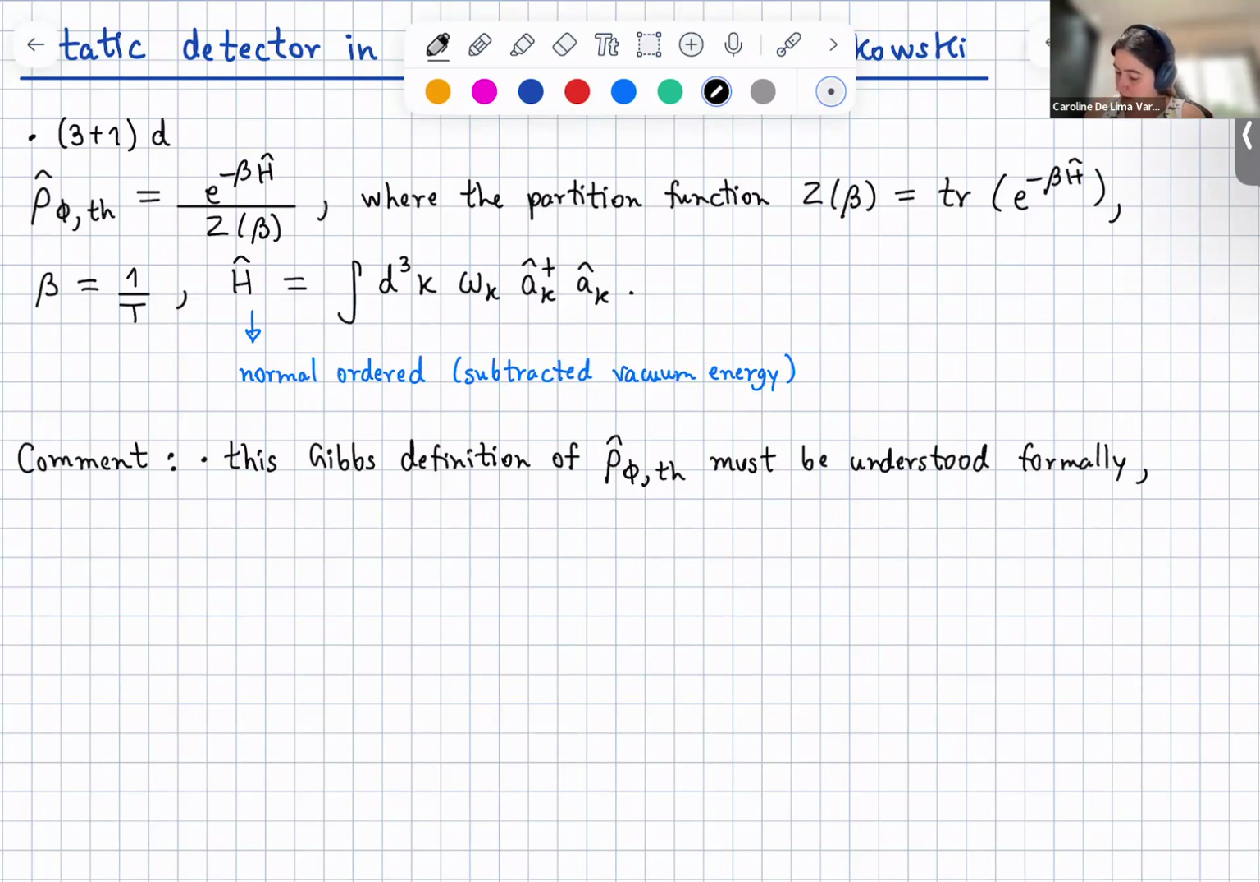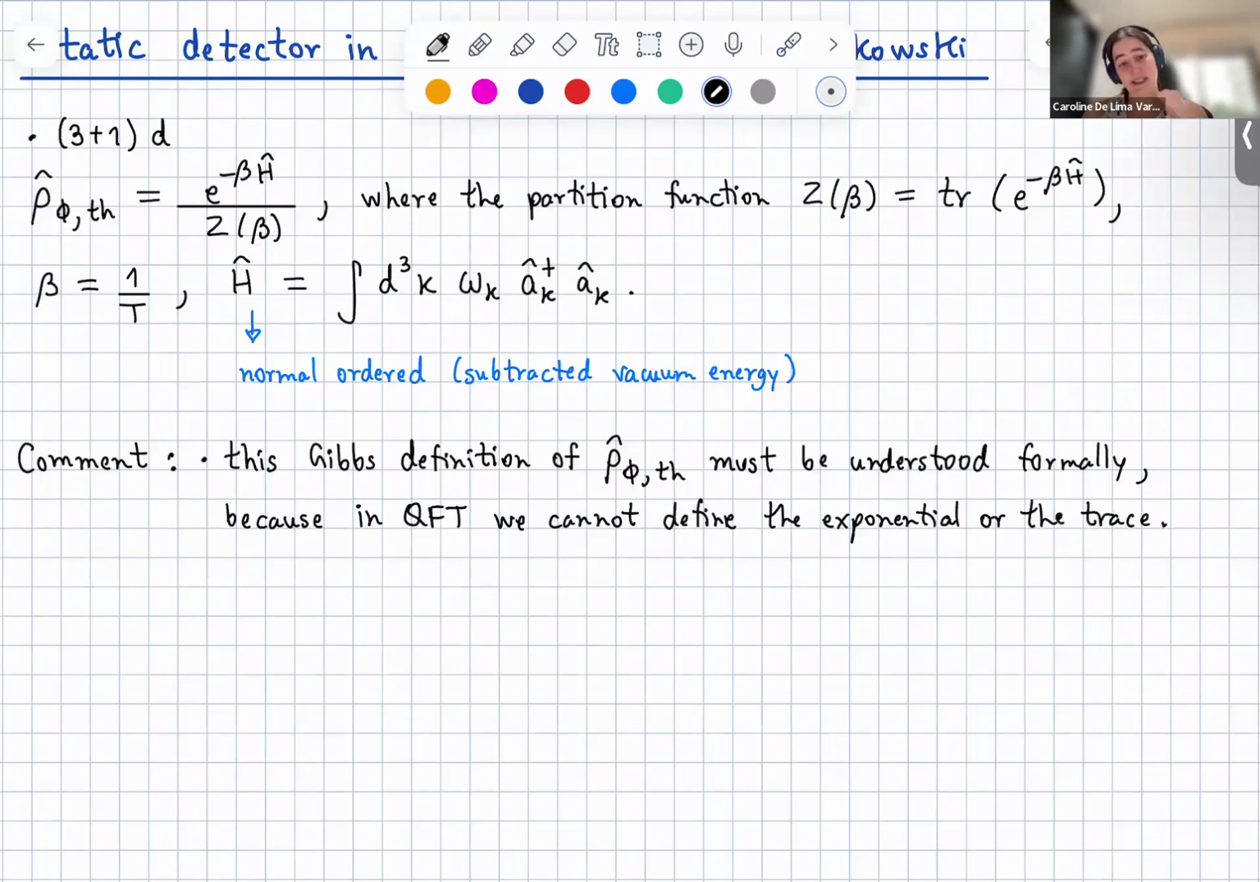And that is because in QFT, where we have uncountably many dimensions, we cannot define this exponential in the trace. So in other words, this operator is not trace class. We cannot even define this trace.